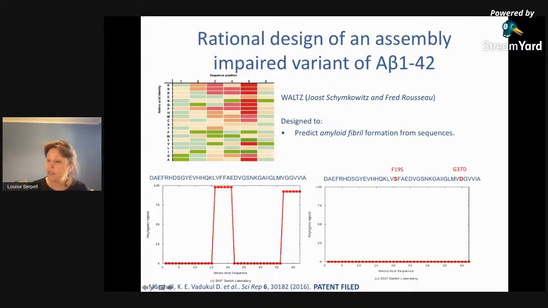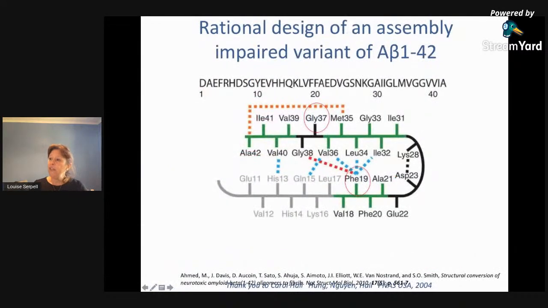So we introduced a serine for a phenylalanine at position 19 and an aspartic acid for a glycine, sorry, at position 37. And so what you can see here are ideas about how these positions in the peptide might be important. This is a structure suggested for amyloid beta, and you can see that phenylalanine 19 and glycine 37 seem to play very important roles in the network that's produced within fibrils and within oligomers.